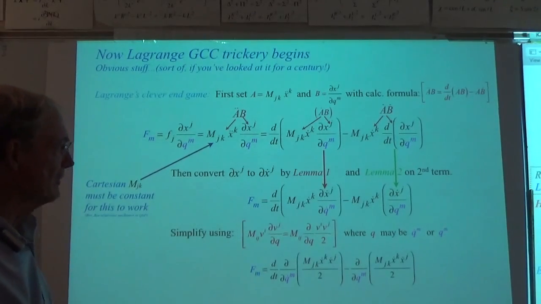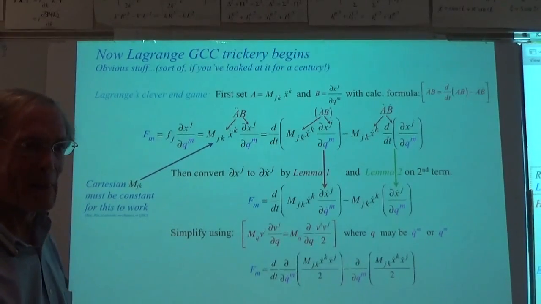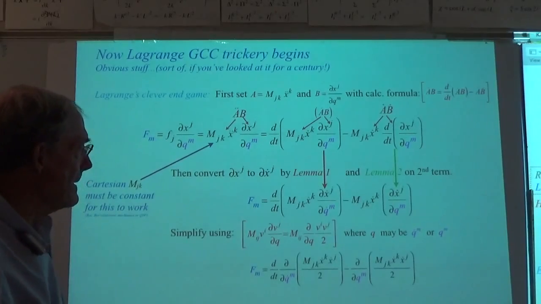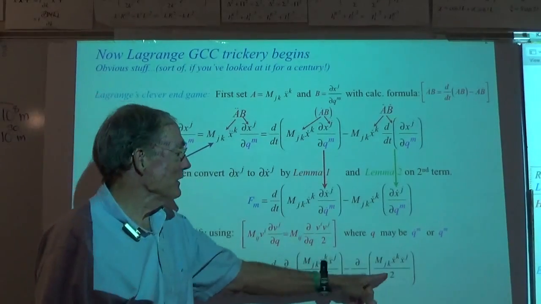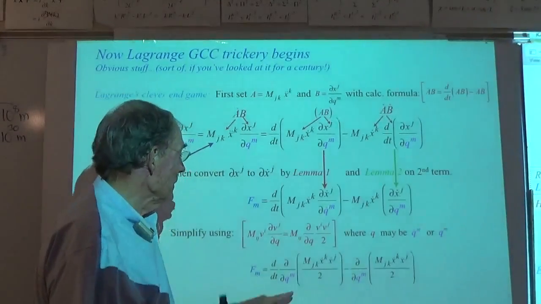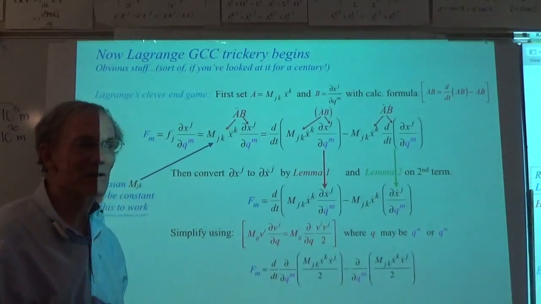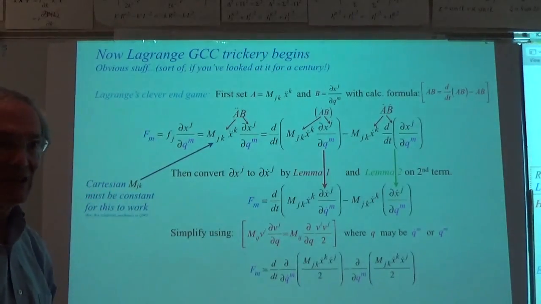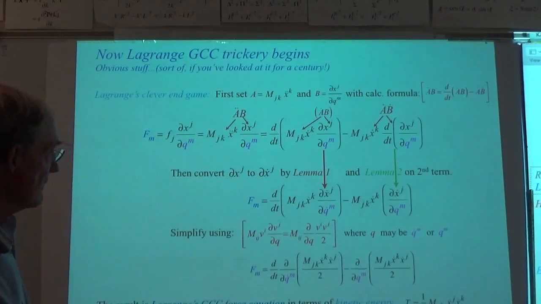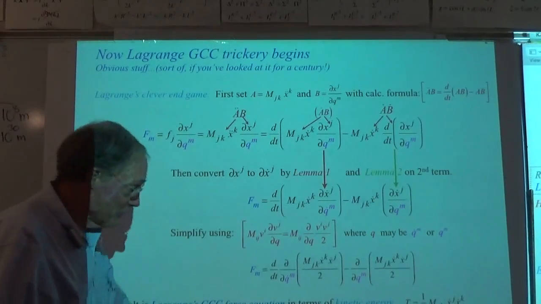But this is a little more sophisticated. We're talking about all these components, right? Okay? So you end up with this. There's kinetic energy. There's a partial with respect to q. We're done. Except you might want to rewrite it a little bit in the notation that's used. Okay? So this is what I call Lagrange's GCC force equation.